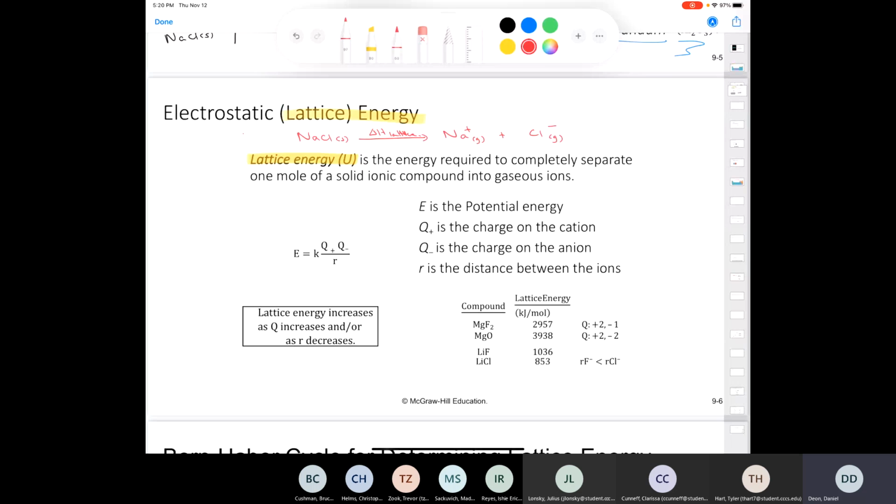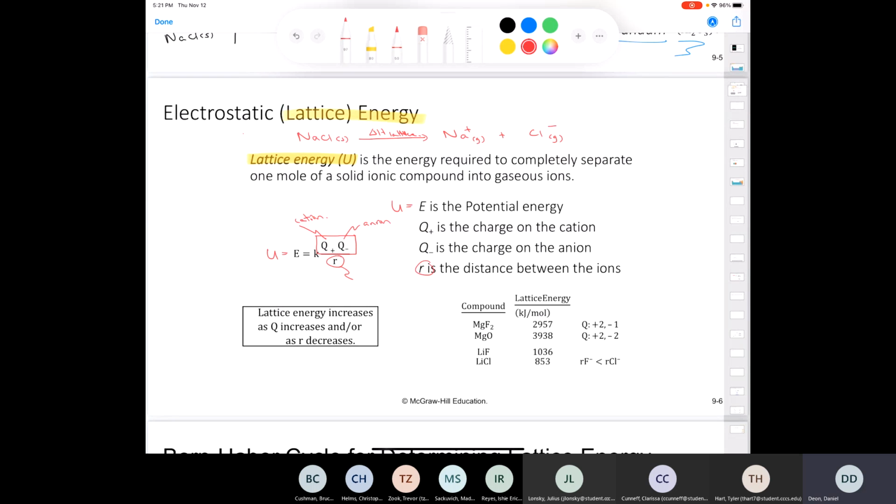Now, lattice energy U, in some books they use E as the variable. So we can say here lattice energy is equal to E, which is the potential energy of those ions that are held together. Well, what's it equal to? It's equal to a constant K. That's not important for us right now. What's important is that the lattice energy is equal to the product of the charges of the cation and the anion divided by the distance between the ions.